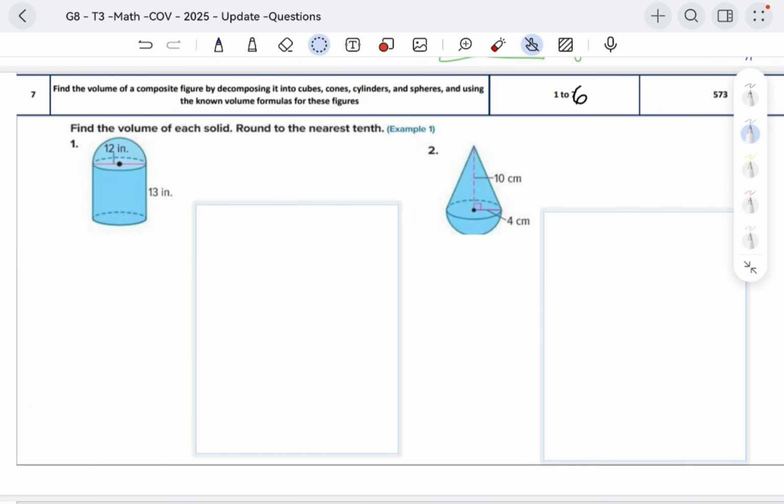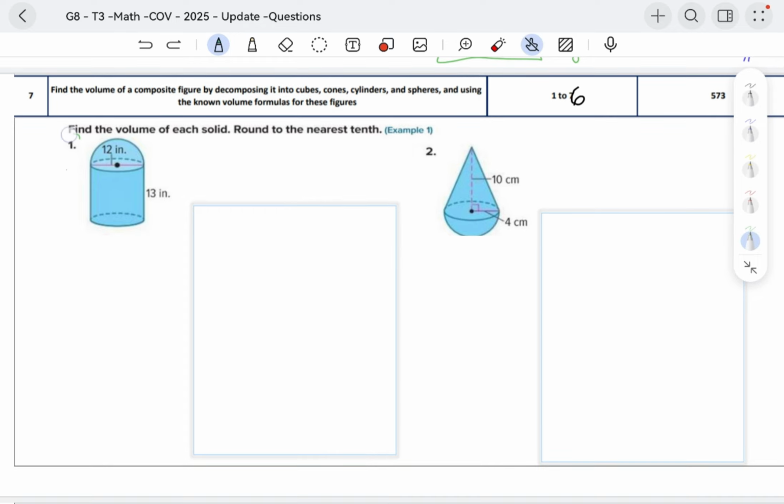Now for this part, we're going to find the volume for a composed figure. To do that, we're going to decompose it into 2 or more shapes. For question number 1, we have 2 shapes. We have a hemisphere and we have a cylinder. If we decompose it, it will look like this. We have a cylinder, and we have a hemisphere in the top.